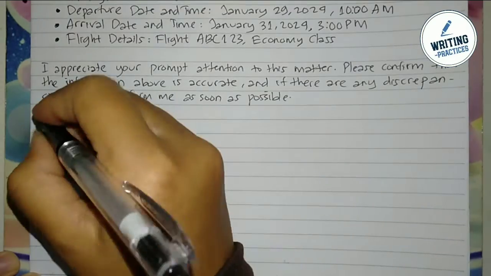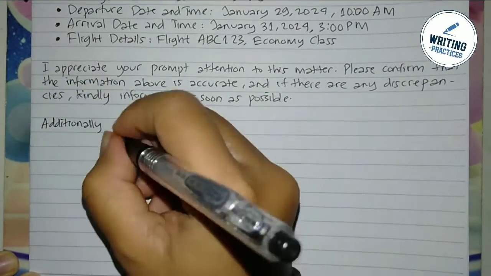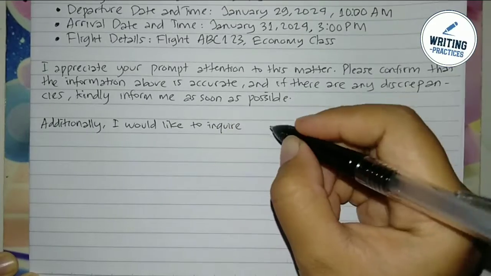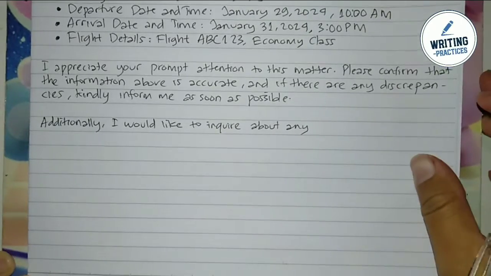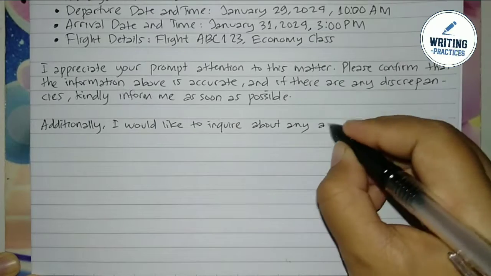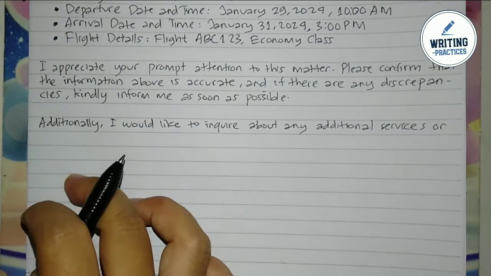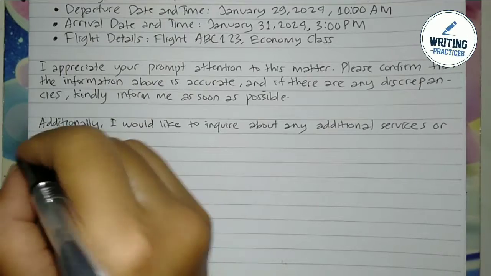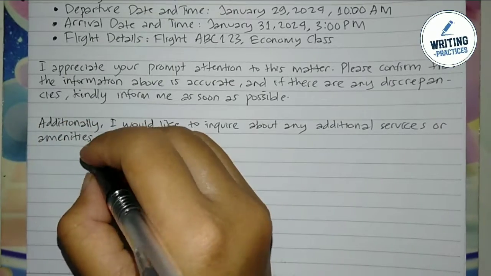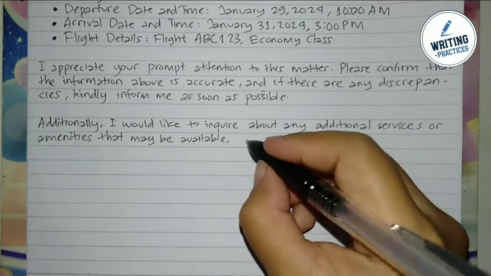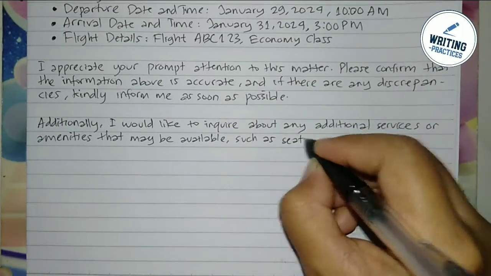In the fourth paragraph, you can start to write all about additional services inquiry. Express interest in any additional services or amenities available. They are such as seat upgrades or airport transfers. Here is the example how you write it. Additionally, I would like to inquire about any additional services or amenities that may be available, such as seat upgrades or airport transfers.